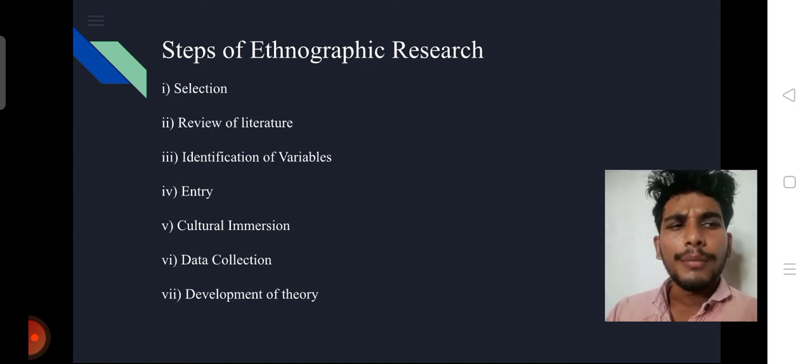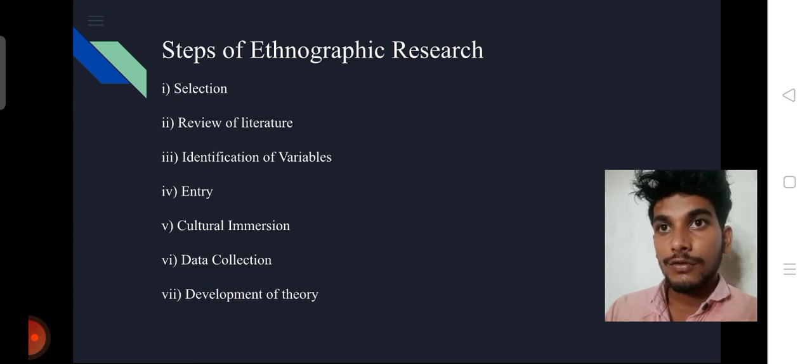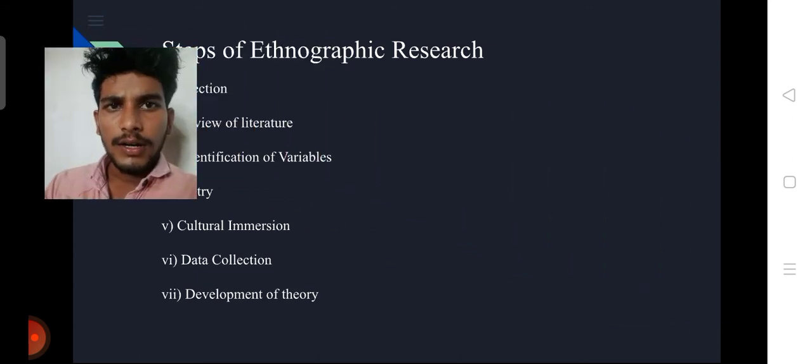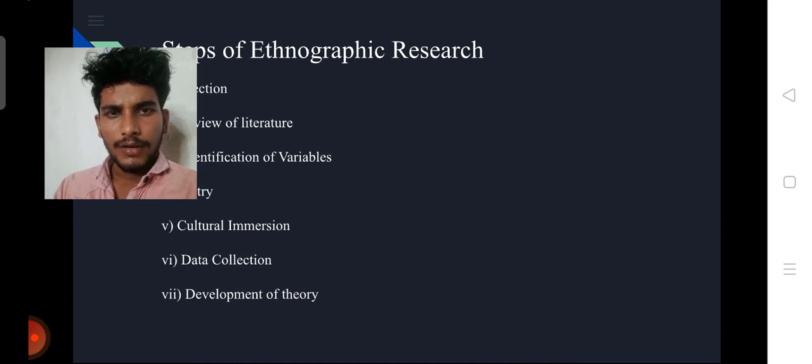And the researcher will be conducting interviews for the research in the form of semi-structured or structured. So the interviews will be recorded in the form of recordings or audio tapes. And once the data collection is completed, after analyzing the data, the researcher will develop a theory, and that is the last step.